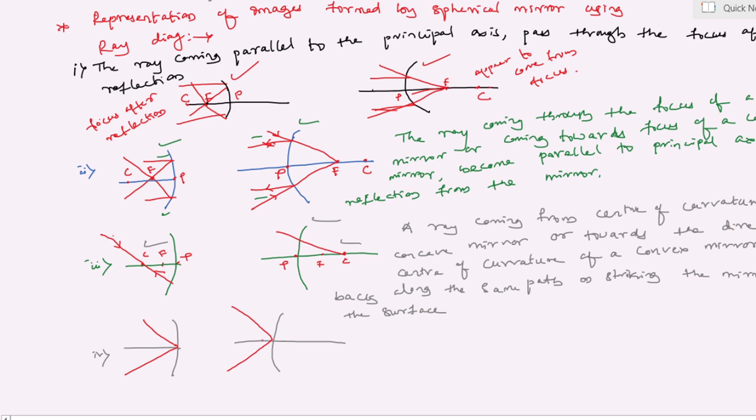yes, it means the angle of incidence is equal to the angle of reflection. The angle of incidence is equal to what? The angle of reflection. Yes, it is represented as C and F. This one is i and this one is r. Here the angle of incidence and angle of reflection, F and C.